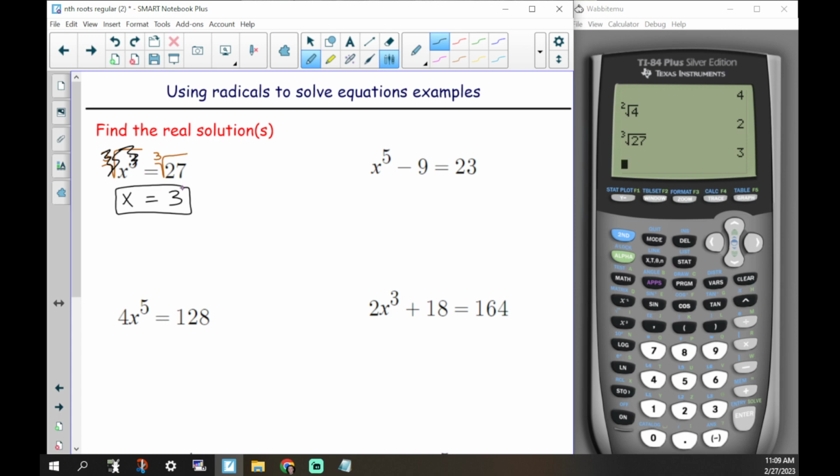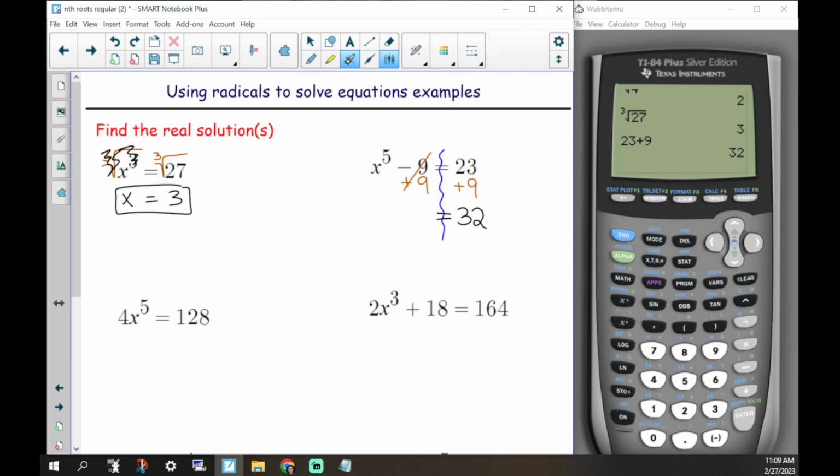And next, we have x to the fifth power minus 9 equals 23. From here, same way we just did in the warm-up, we'll draw our little squiggly line. We need to get rid of that minus 9. What is the opposite of minus 9? Plus 9. So we're going to add 9 to both sides. Now that cancels out, and we are left with 23 plus 9, which is 32.